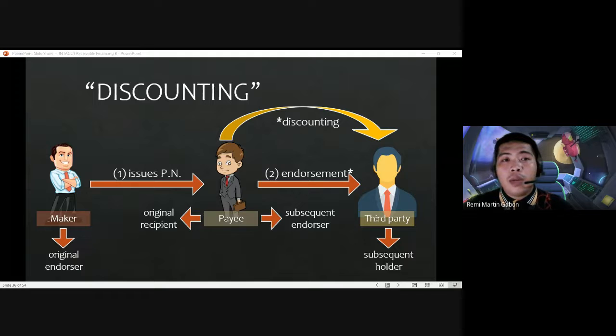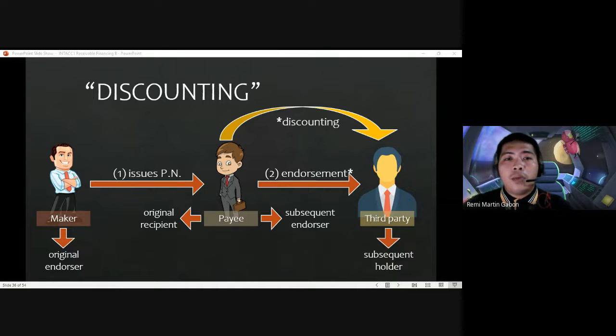Kindly follow the sequence because there is a numbering. From the maker, the maker issues the promissory note to the payee. That's a normal transaction. Meaning the maker, upon issuing the promissory note, is promising that he's going to pay a certain sum of money to the payee upon maturity.